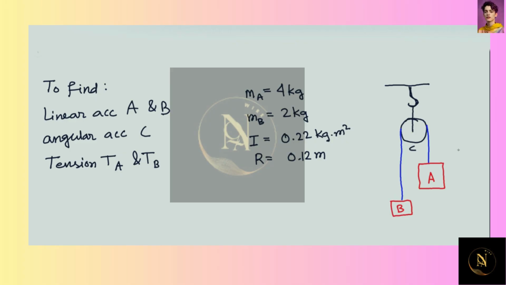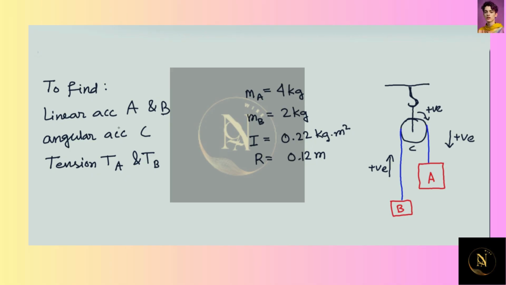So for our convenience, let's choose downward y direction as positive for block A, and for block B, upward direction as positive. And for the wheel, let's say the clockwise direction is positive.